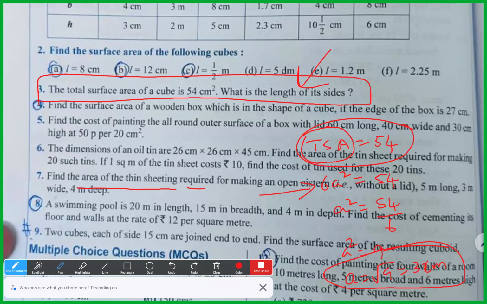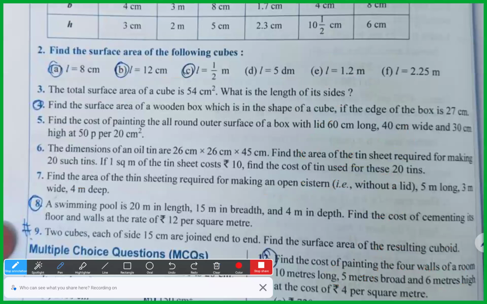Then the same way, next question: find the surface area. If they say simply surface area, it means total surface area. Surface area of the wooden box, which is in the shape of a cube. The different word they use for side is edge. Edge is nothing but side only. So they said if the edge of the cube is 27 centimeters, find the surface area of the wooden box. Here, in the fourth one, they gave the side a as 27 centimeters.